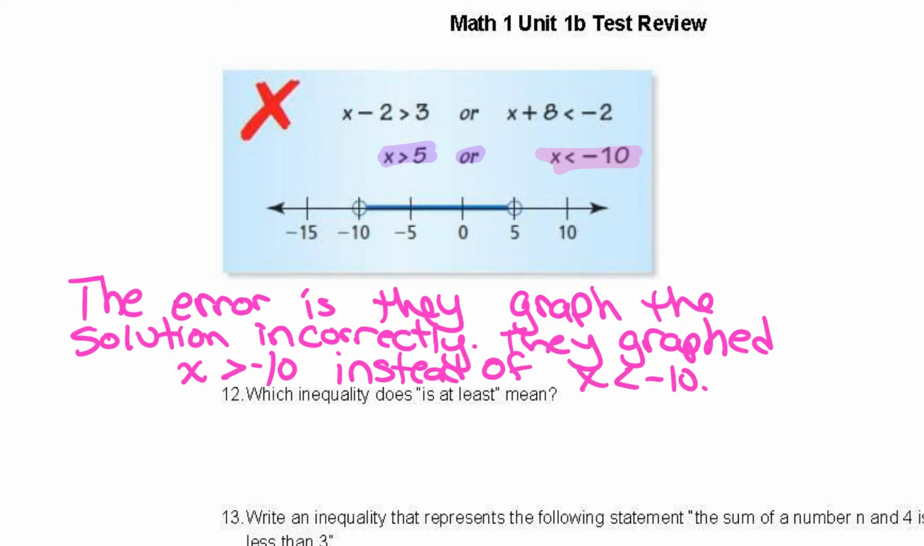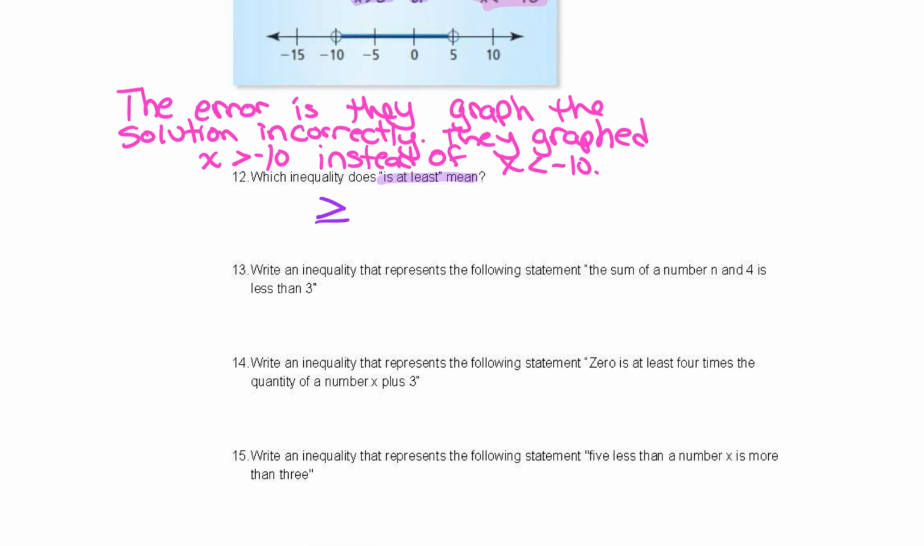So when you are explaining your reasoning for error analysis questions, you have to tell me what the error is, but you have to be specific about it. So be specific about the error that they had. Okay? So here's another question, question 12. Which inequality does at least mean? Okay? At least means greater than or equal to. That's the inequality that it means.